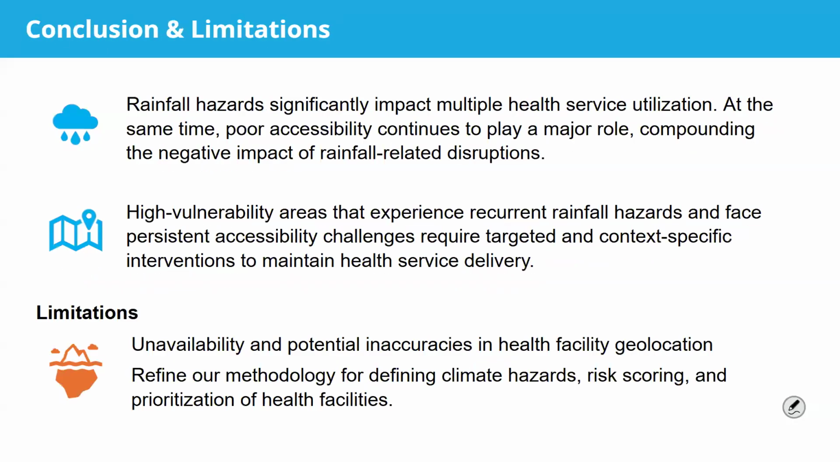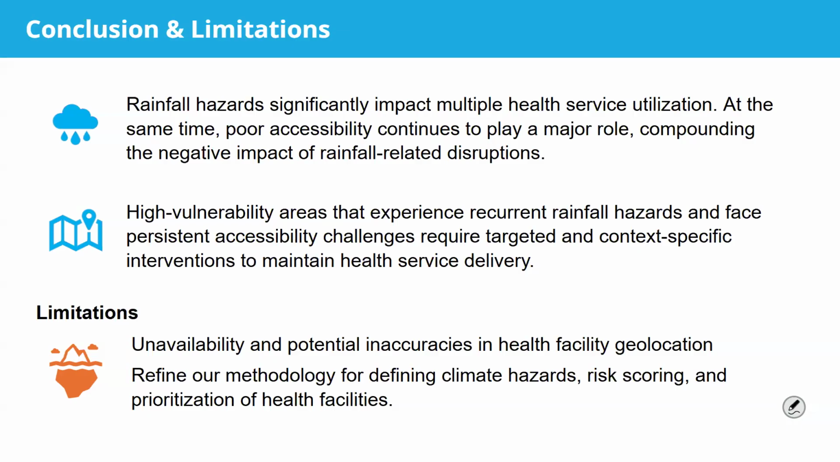So as a conclusion, rainfall hazard significantly impacted multiple health service utilization. At the same time, poor accessibility continues to play a major role. Everybody has been talking about access for maybe more than 20, 30 years, but it is still a major factor. And it's compounding the negative impact of rainfall related disruptions. Then high vulnerability areas should be prioritized, depending on the context specific situation.